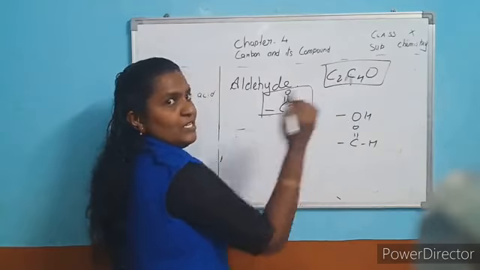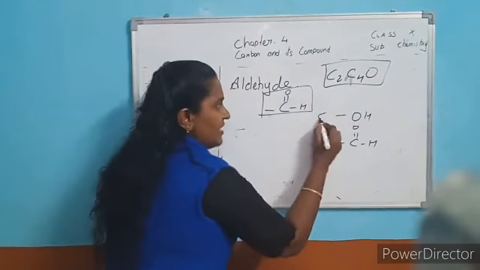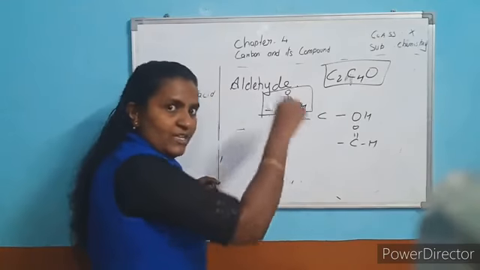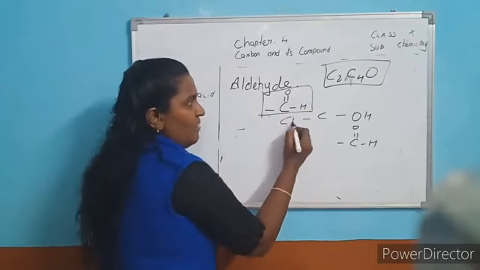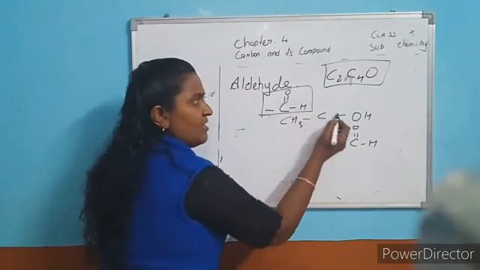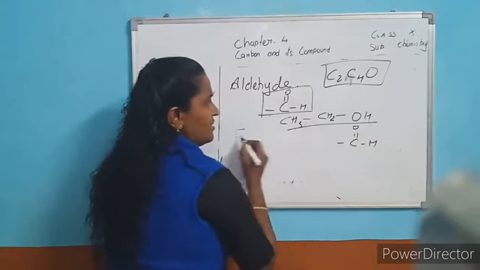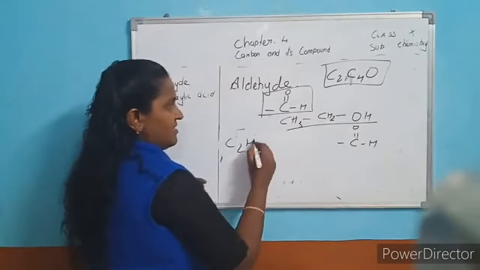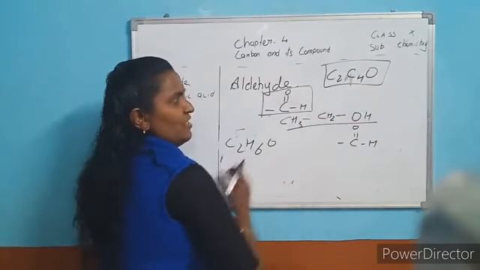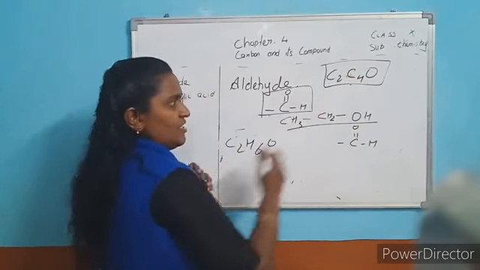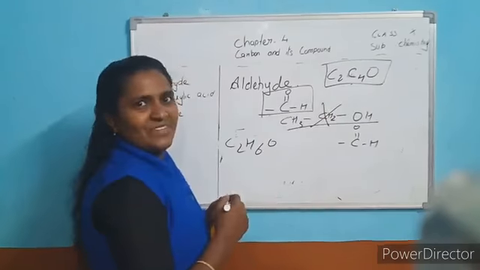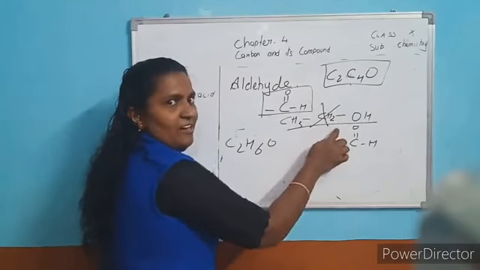Alcohol. How many carbons? C2. You have 2 carbons, so write it. And how about the carbon bonds? Here 1 bond, more 3. Around this carbon 2 bonds are there, more 2. So total count it: C2H6O. Is it matching? No. Here you have C4. So it is not the alcohol family. This compound is not an alcohol.